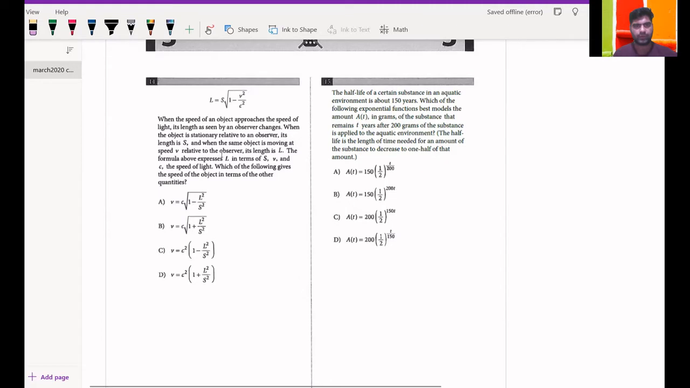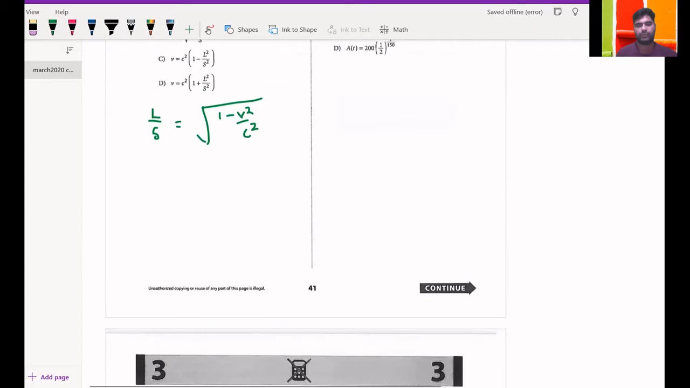I want to find the speed, which is V, in terms of everything else. So I want to isolate V. The first step in isolating V is removing this S. The way I can remove this S is I can write this as L over S equals the square root of 1 minus V squared over C squared. The next thing is I have to remove the square root. To remove the square root, we can square both sides.